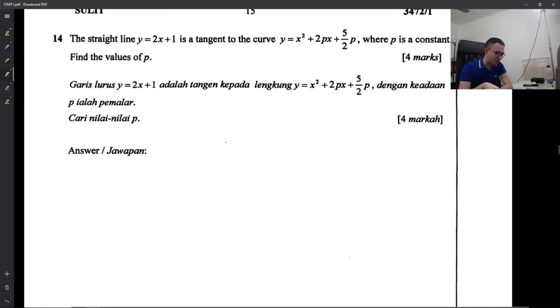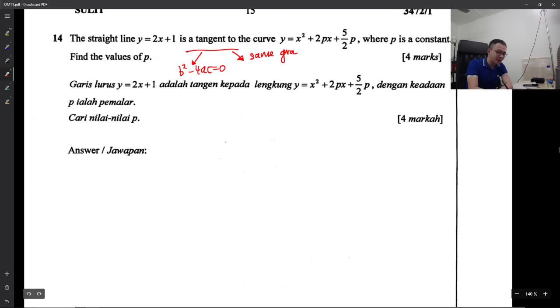Okay, let's move on to the next question. The straight line is a tangent to the curve. So tangent to the curve, in your MF, you only need to know two things. First thing, whenever you see the word tangent, b squared minus 4ac equals 0. Second thing, you see the word tangent, that means same gradient. Same gradient at the same time means your m will be the same as the dy dx.